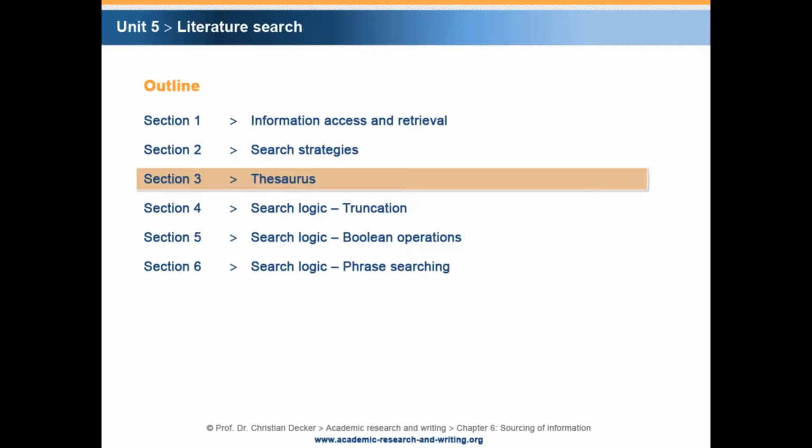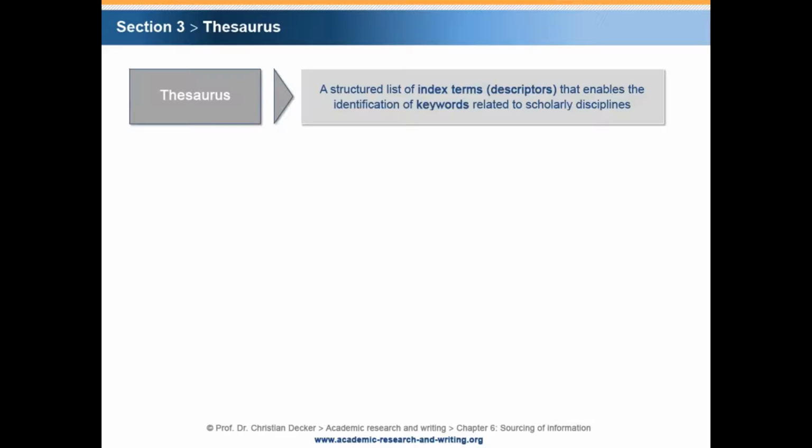Section 3. Thesaurus. As explained earlier, in the bibliographic context, a thesaurus is a structured list of index terms, or descriptors, that enables the identification of keywords related to scholarly disciplines.